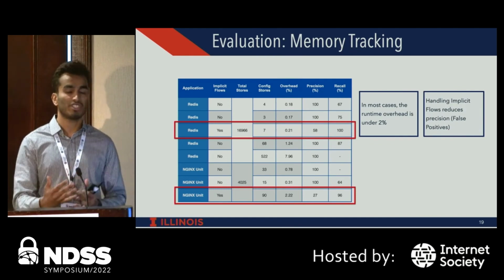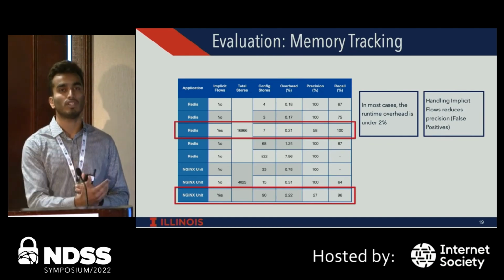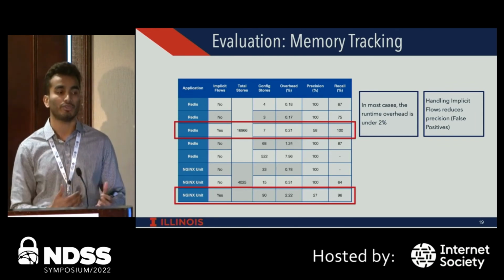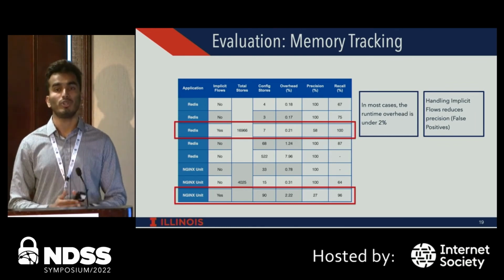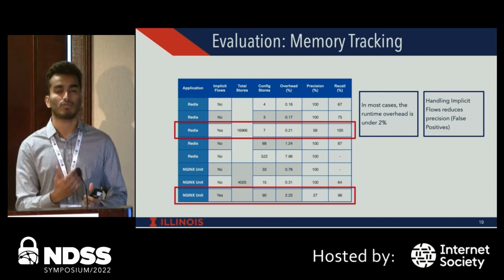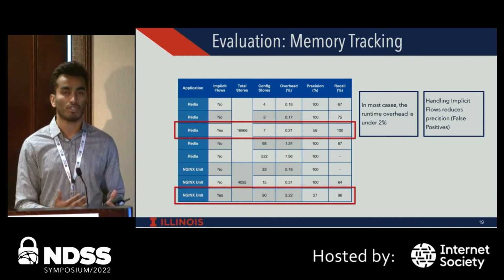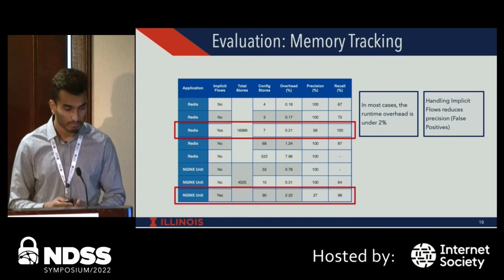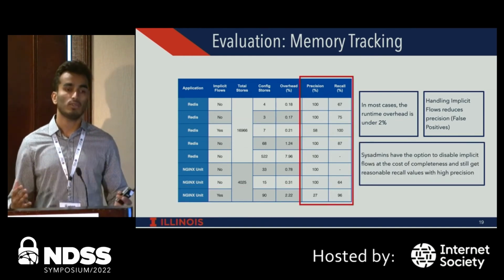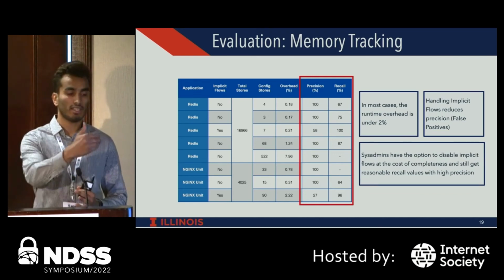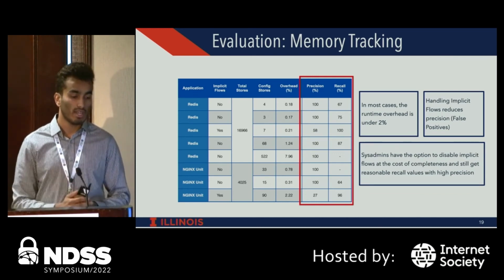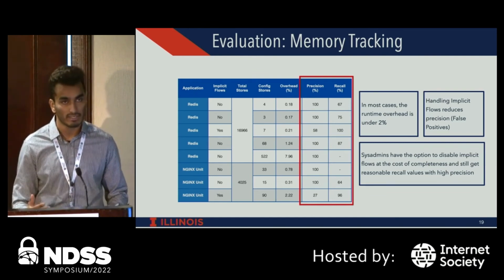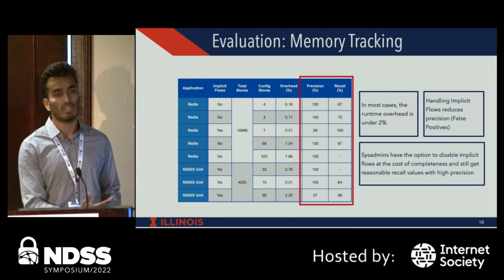Moreover, one of the observations that we saw was that when Dossier was configured to handle implicit flows, the precision associated with our analysis is reduced due to the introduction of false positives. However, we note that this is not a direct limitation of Dossier, but an inherent limitation of the underlying program analysis techniques that are being utilized by our system itself. And lastly, we argue that despite the inaccuracy with implicit flows, system administrators have the option to disable implicit flows at the cost of completeness and still get reasonable recall values with very high precision.